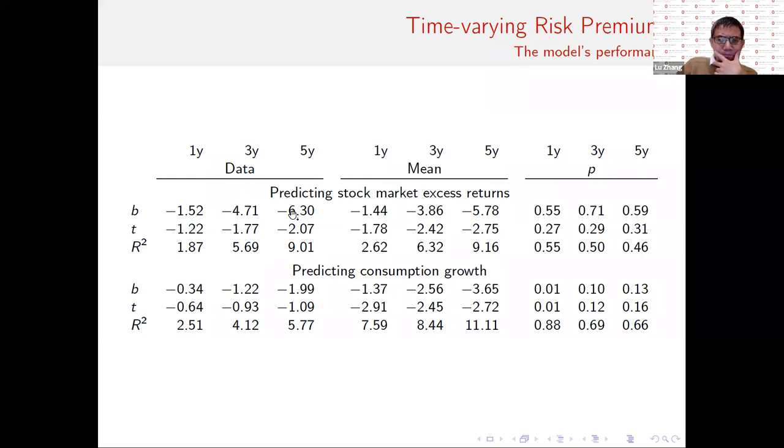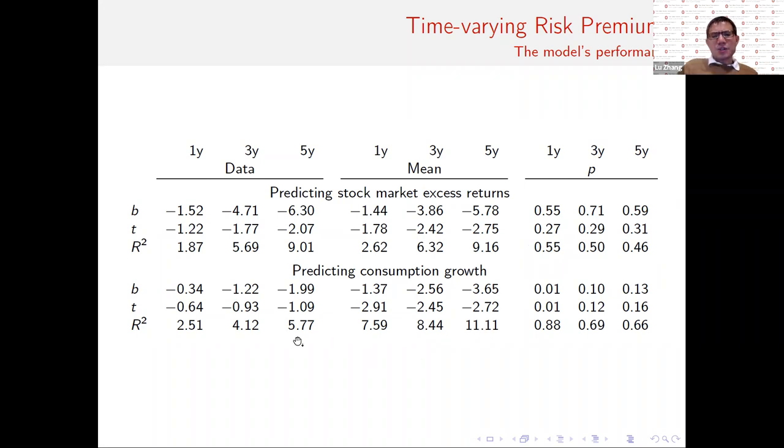This is what we have in the data. You see in the model, we get close for predicting stock market excess returns. The slopes and t-values are all negative, although our t-values are slightly more significant, but look at the p-values, none of which are significant. For predicting consumption growth, we exaggerate the amount of predictability a little bit, not by a whole lot.